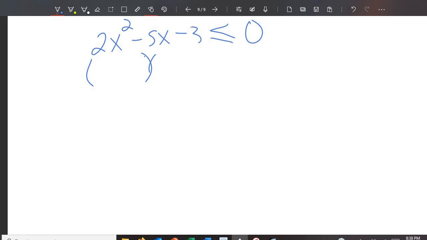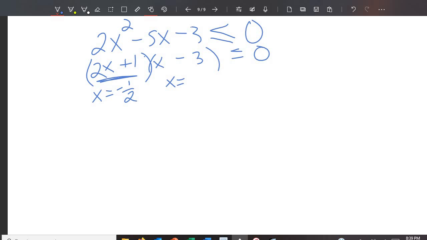I'll do one more. Let's say we have 2x squared minus 5x minus 3 less than or equal to 0. Now, some of these you may have to do the slide and divide method on, and you just never know. I'm going to go ahead and factor it. Don't have to worry about it. Minus 3, plus 1. Okay. When we solve this one, we get negative 1/2. Solving this one, we'll get positive 3.